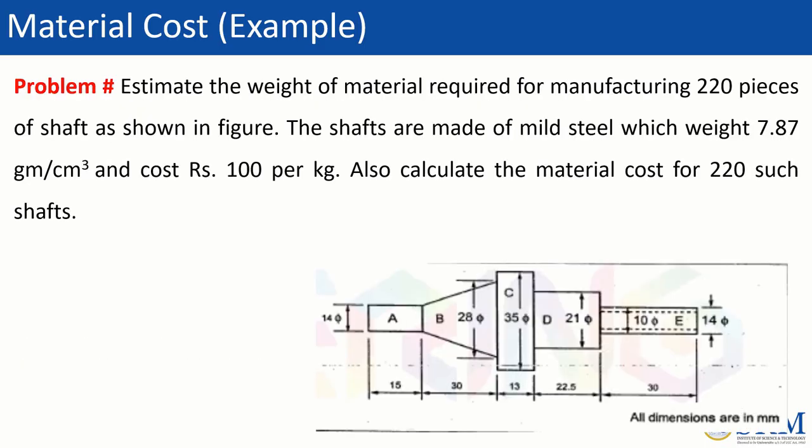So next we will go into another example which shows mass producing tapered shafts. We need to estimate the total weight and material cost to manufacture a batch of 220 pieces of the step tapered shaft shown in the diagram. The shafts are made of mild steel with a density of 7.87 gram per centimeter cube, and the unit cost is rupees 100 per kg. So we have to calculate the material cost for 220 such shafts.